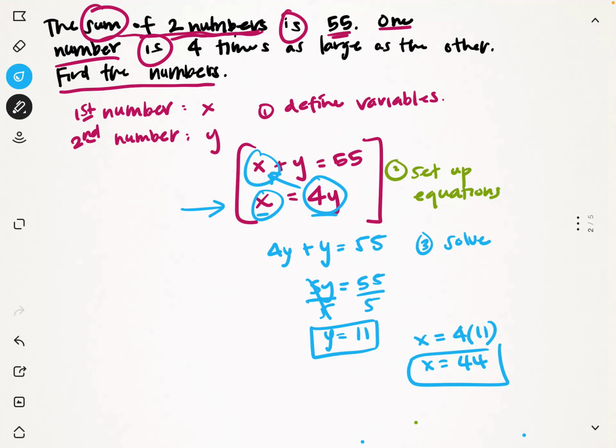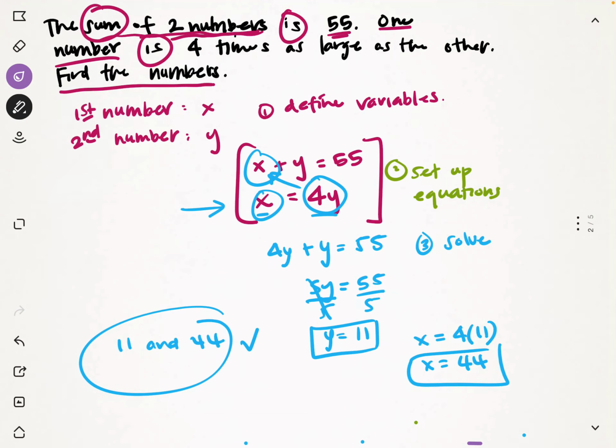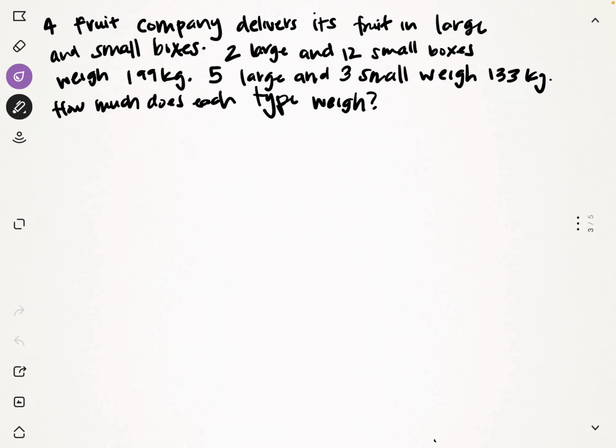Okay, so what are the two numbers? The two numbers are 11 and 44. And just to check, right? If we add them, we get 55, correct? And one number is 4 times as large as the other number. 44 is 4 times 11, so this works out. So it's always nice to go back at the very end and check to see if it comes out correctly. Okay, on to the next one.